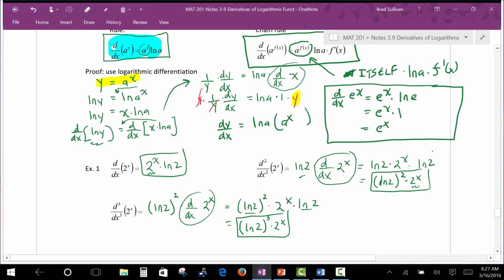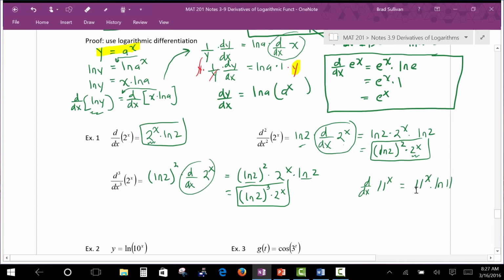Now, once you catch on to this rule, it's very easy. Of course, it's another thing to remember. But just as an example, what if you had 11 to the x? If I want you to do the derivative of 11 to the x, what's the answer? Itself times ln 11. It's just like the exponential, except you have that logarithm of the base. That's the only difference. The derivative of e to the x is a special case. All right, any questions on that?